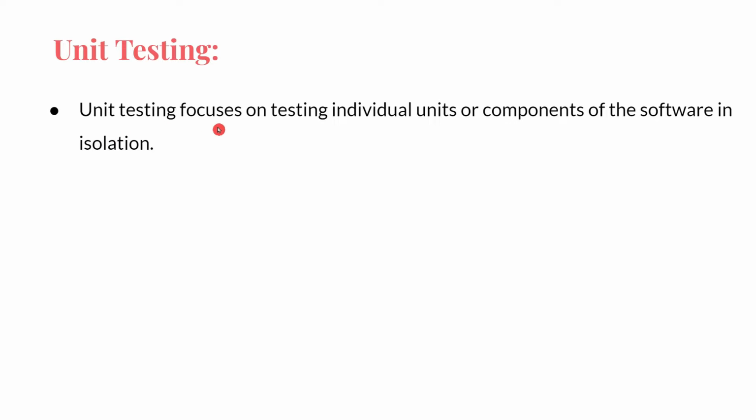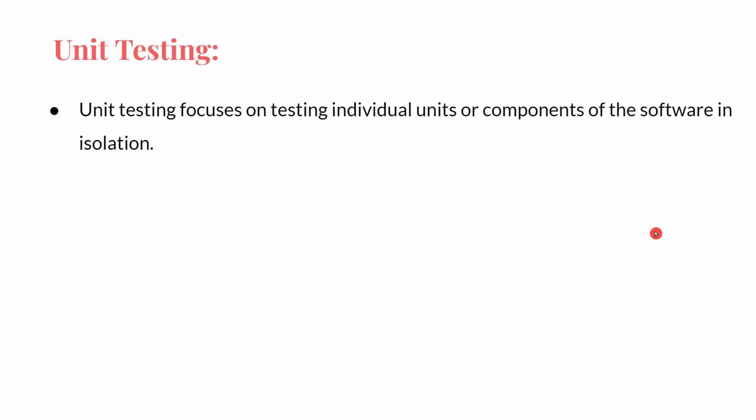Unit testing focuses on testing individual units or components of the software in isolation. That means individually you're testing one unit. For example, checkout. When you go to a shopping website, there's a checkout. There's a payment. So payment is a unit. Checkout is a unit. So testing each individual unit is called unit testing.